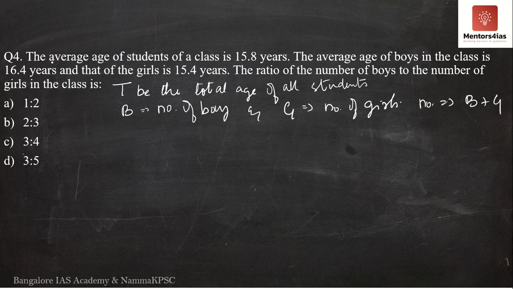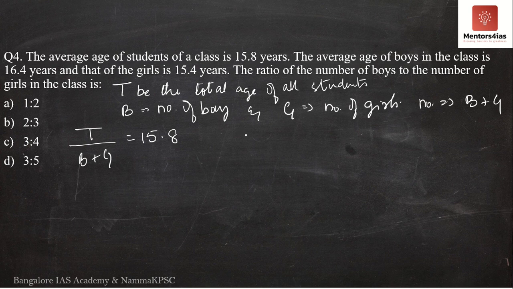So, going back to the question, if the question says the average age of students of a class is 15.8 years, then what does this mean? When we divide the total sum of the age of all students, that is T, by the total number of students, which is B plus G, we get what? We get 15.8. Similarly, the average age of boys in the class is 16.4 years. How do we get the average age of the boys?